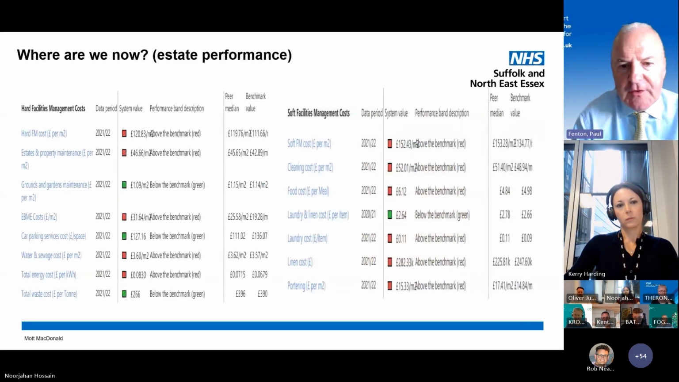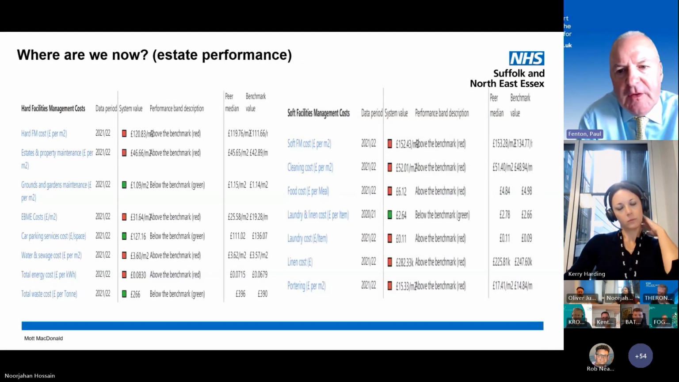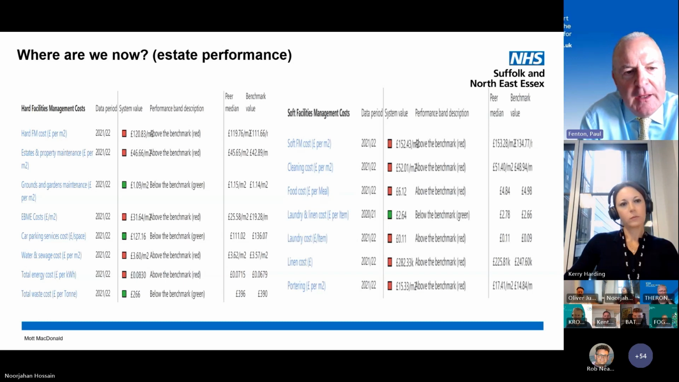I won't go through this slide, but it gives you a little bit of information with regards to estate performance and where we are in the mix in respect of the model hospital data. We are predominantly above the benchmark figure in a number of areas, and I'll address what we believe we can do about that in the next few slides. Next slide, please.